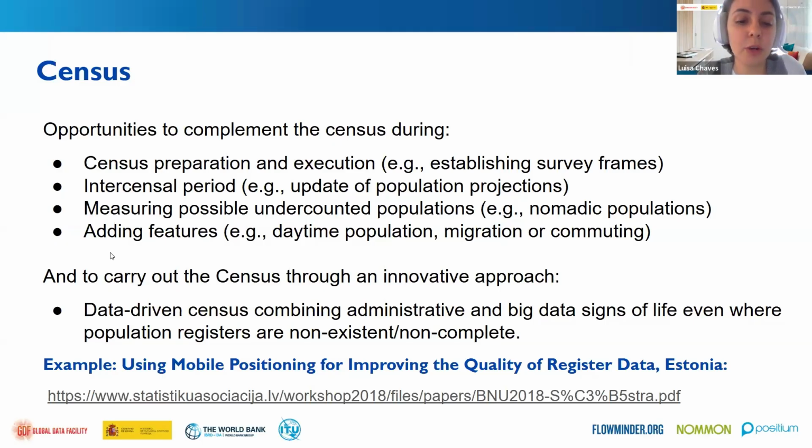That said, it's important to recognize the limitations. Mobile phone usage is lower among some groups, like children, elderly people, women, or the poorest households, which can introduce bias. So while MPD is a powerful supplement, it should always be carefully used and combined with other data sources.